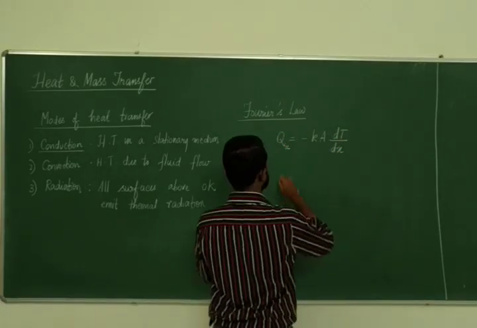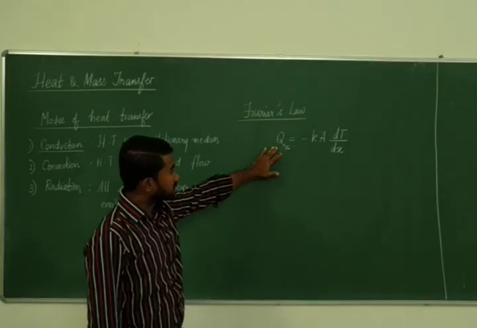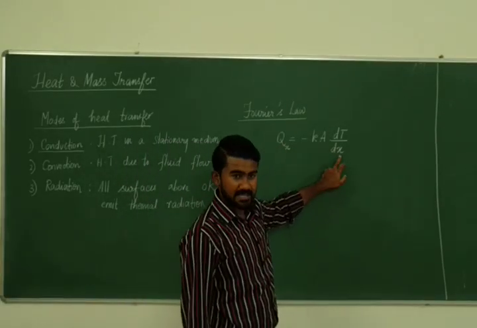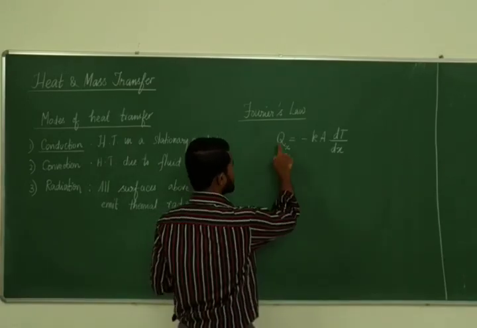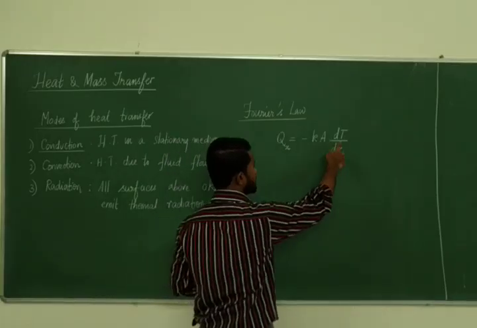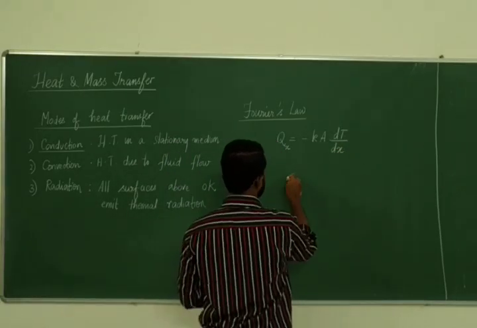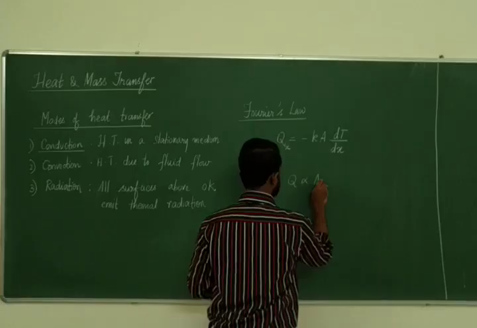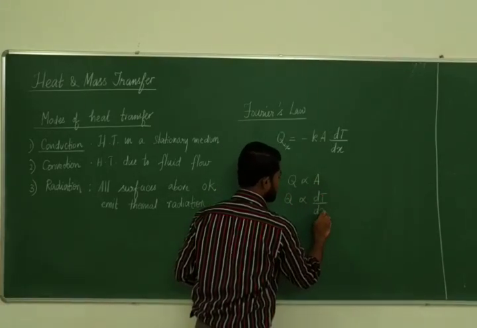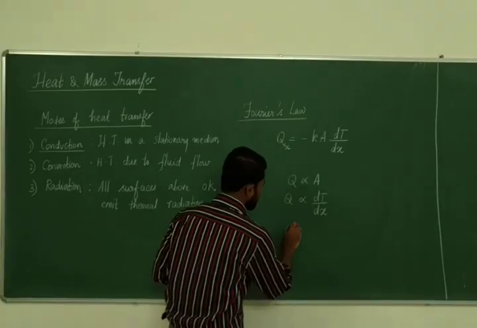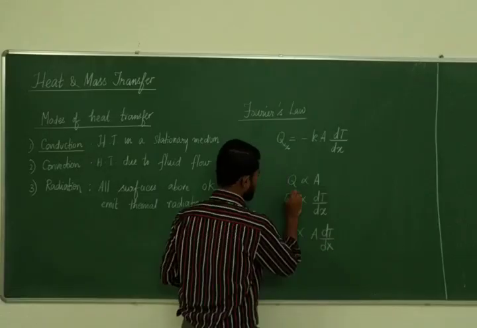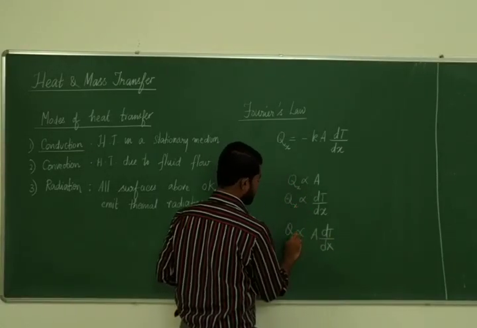Or the heat transfer in the x direction, if I call it Qx, Qx is given by minus kA dT by dx. What the law says is the heat transfer is directly proportional to the area. The heat transfer is directly proportional to the temperature gradient. That is, Q is directly proportional to A and Q is directly proportional to dT by dx, the temperature gradient. So you can see Q is directly proportional to A dT by dx. This is the heat transfer in the x direction.